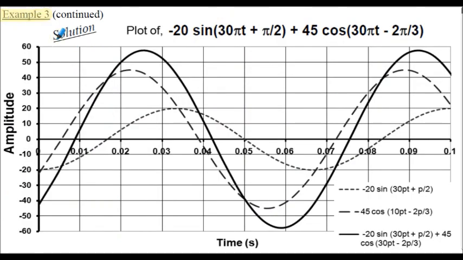Example 3, the graphical solution continued. So I'm simply now plotting on the diagram the various waveforms. This is the first waveform shown here, the dashed line.